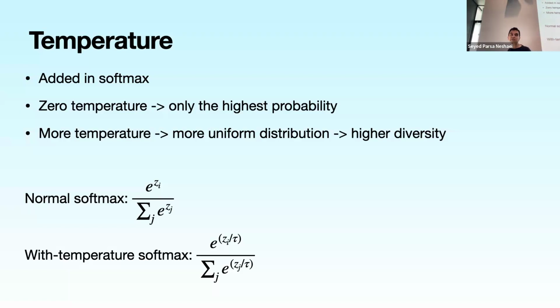In practice, if you set it to 0 in code, and 0 does not work in the formula, but if you set it to 0, it would only return the highest probability. So it would be equivalent to the greedy approach, where we just pick the highest probability. We don't pick the rest. So this is the temperature that you usually play with.